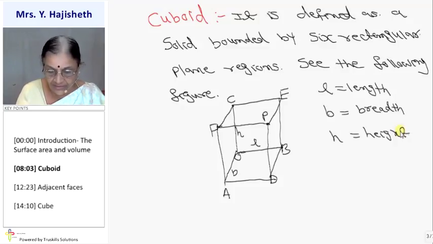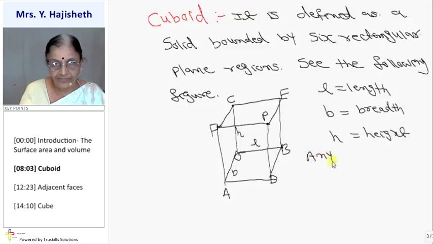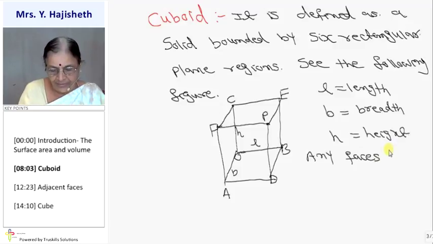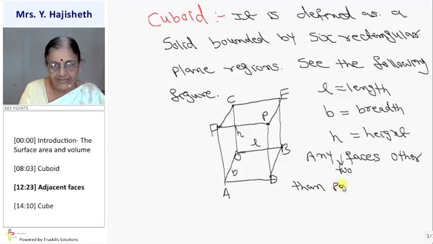Any 2 faces other than the opposite faces are called adjacent faces. मैंने opposite faces आपको दिखाया, parallel. So there are 6 faces, 2 are parallel. So any 2 faces other than parallel faces, जो मैंने 3 जोड़ी बनाई ना, other than parallel faces are called adjacent faces.